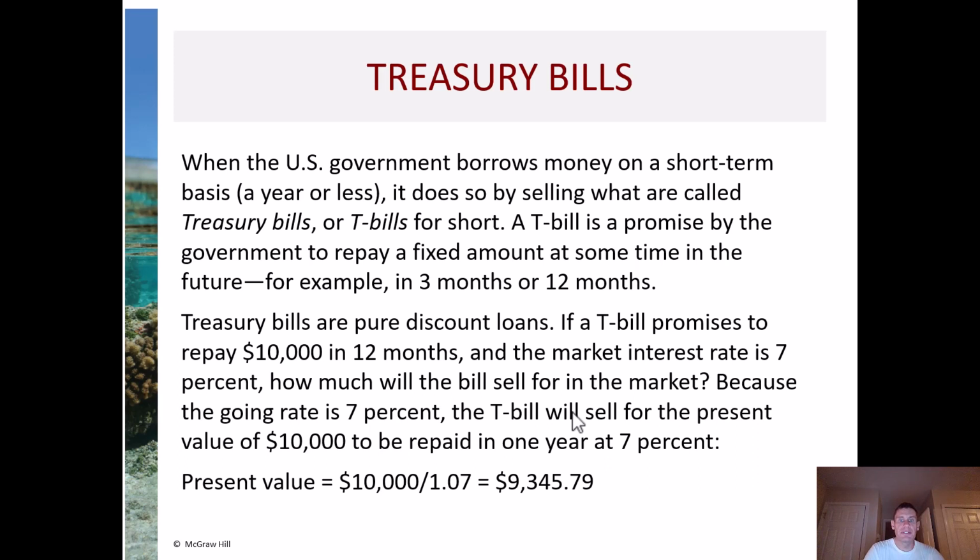Treasury bills are pure discount loans. Okay, so if a T-bill promises to repay 10 grand in 12 months and the market interest rate is 7%, how much will the bill sell for in the market? Because the going rate is 7%, the T-bill will sell for the present value of 10,000 to be repaid in 1 year at 7%. So 10,000 divided by 1.07, it will sell for 9,345.79. So basically, you're going to give them 9,345.79 now, and they're going to give you 10,000 in a year's time. There is your 7%. Okay. All right. As always.